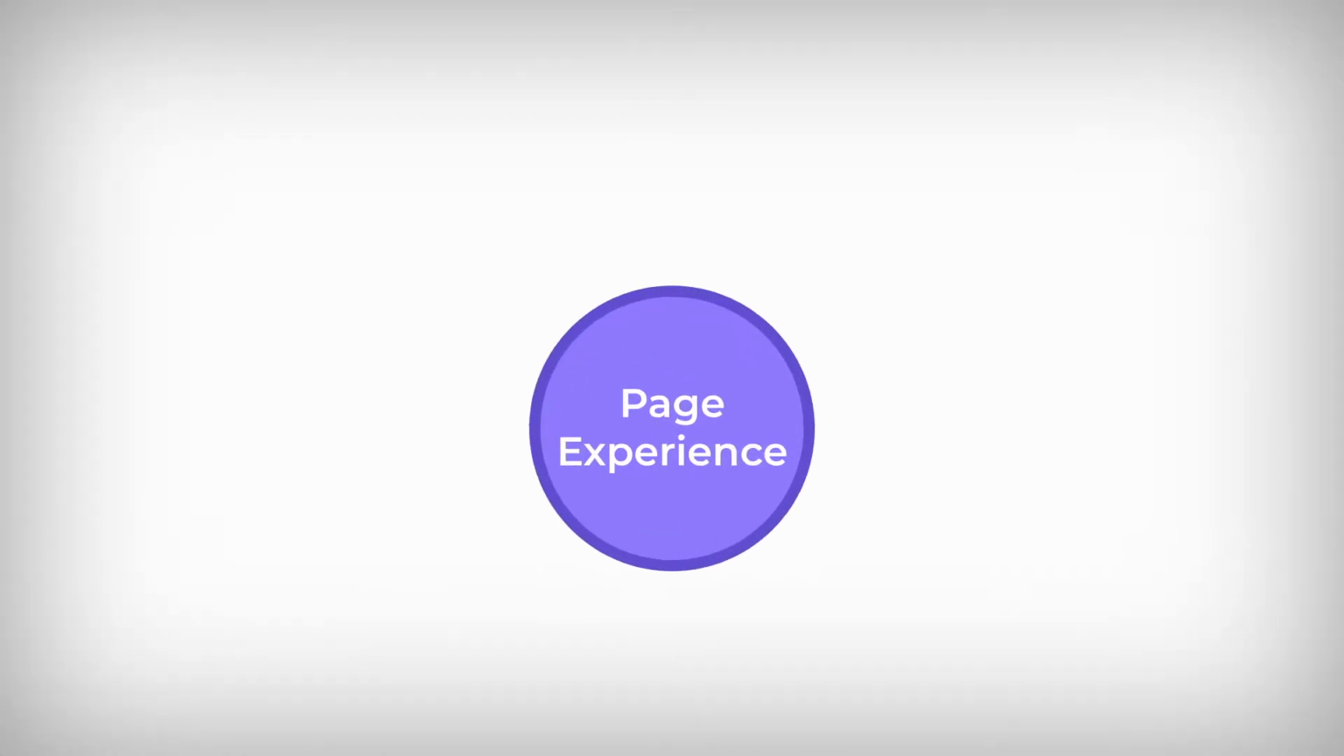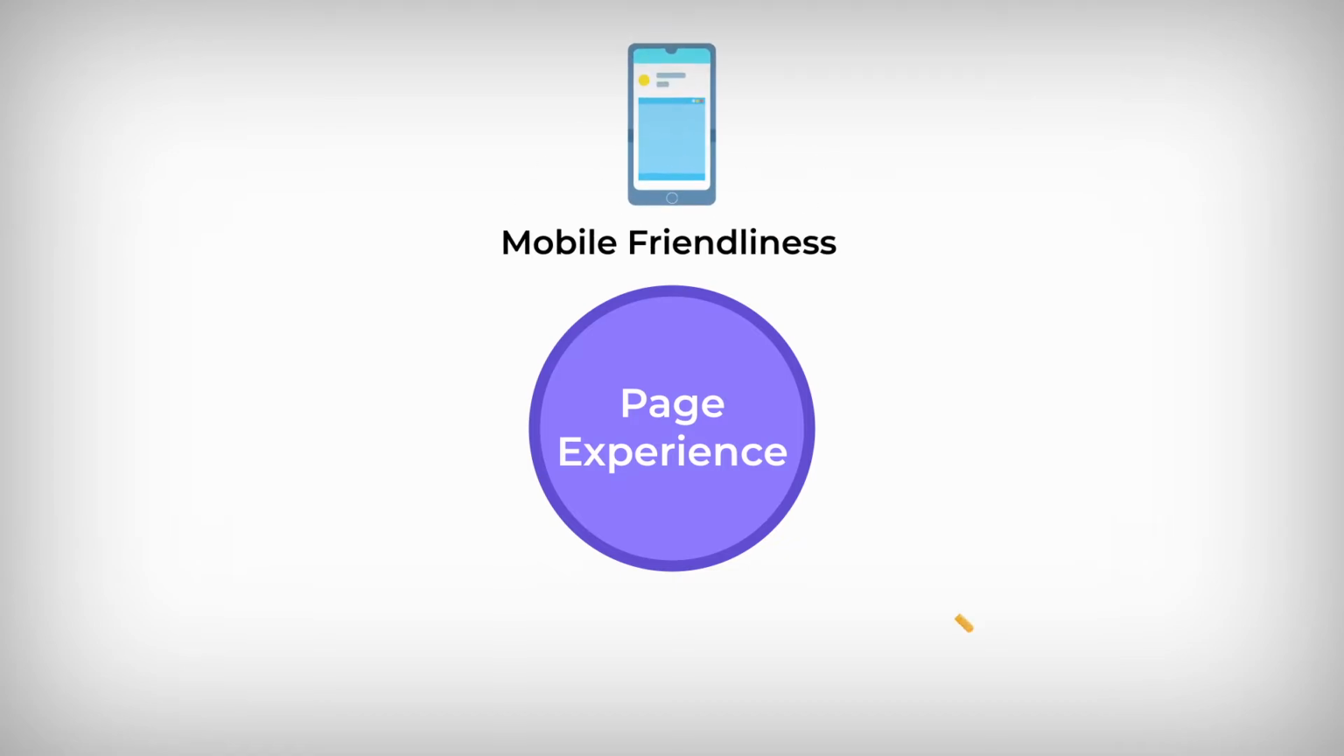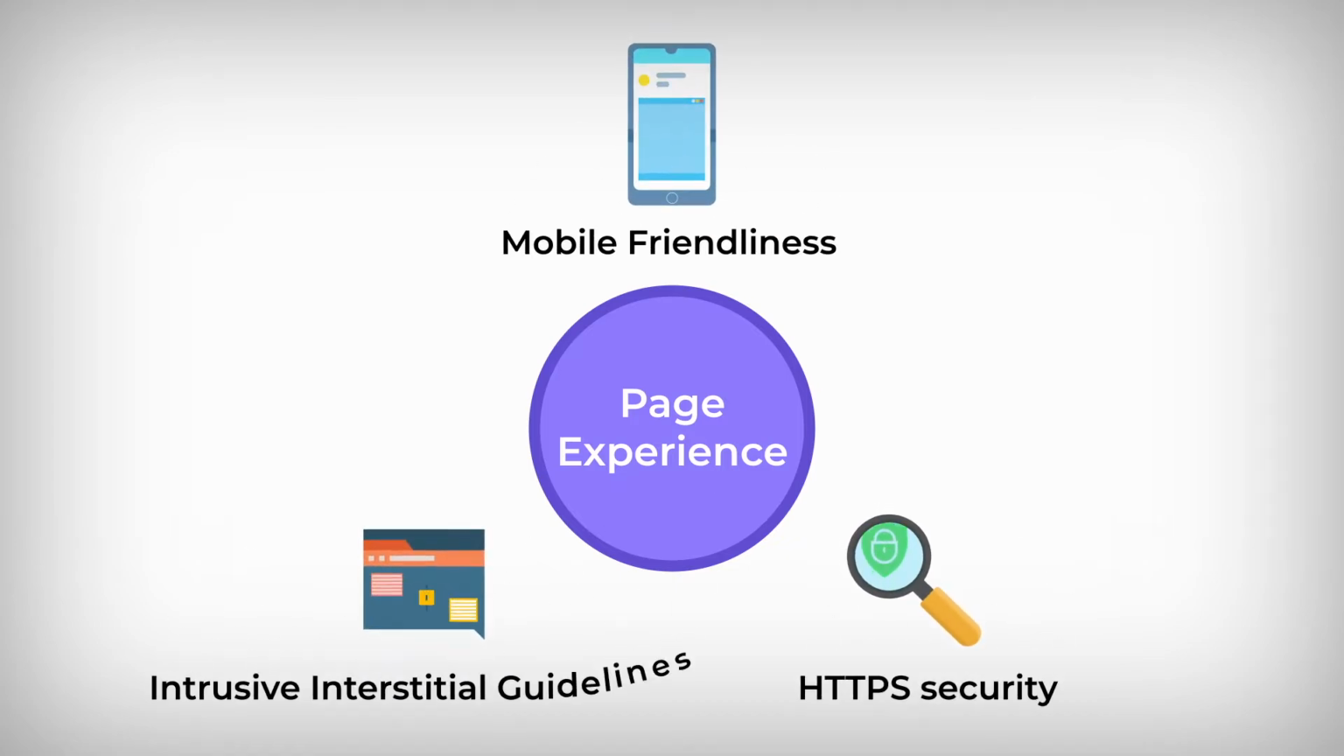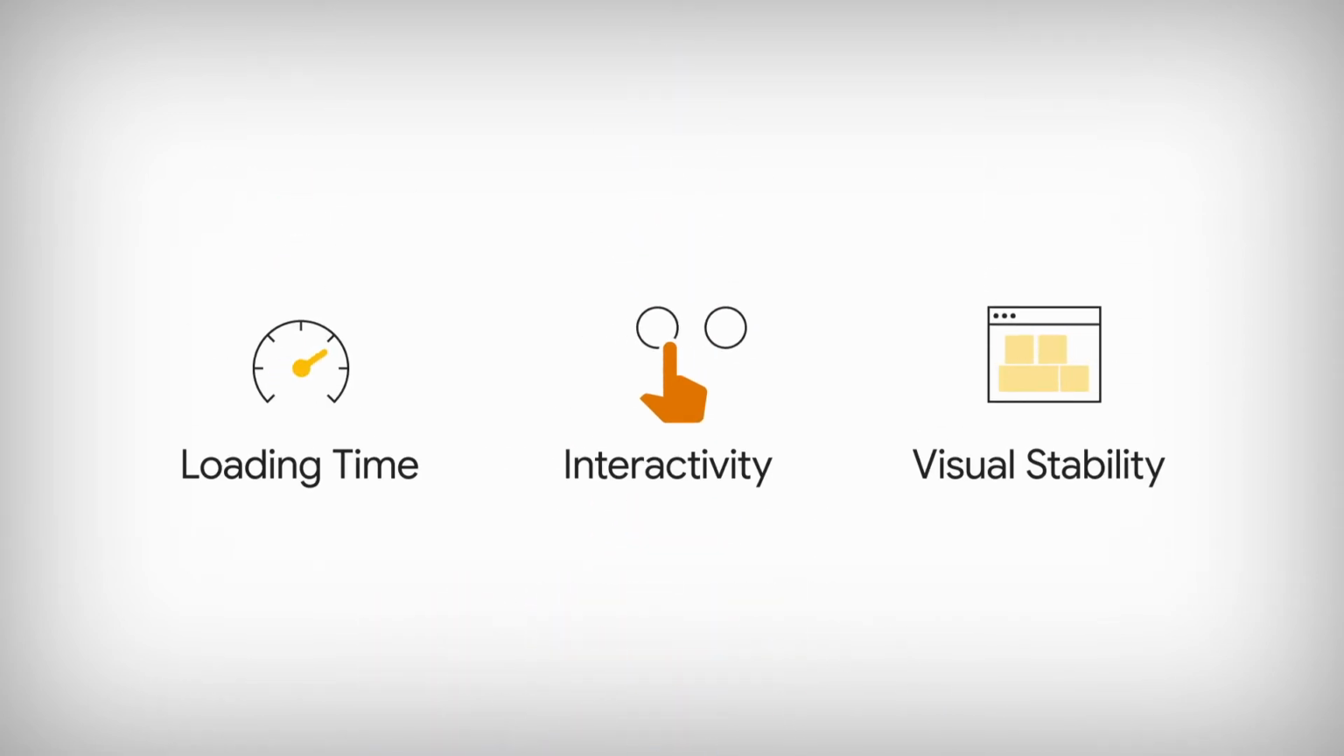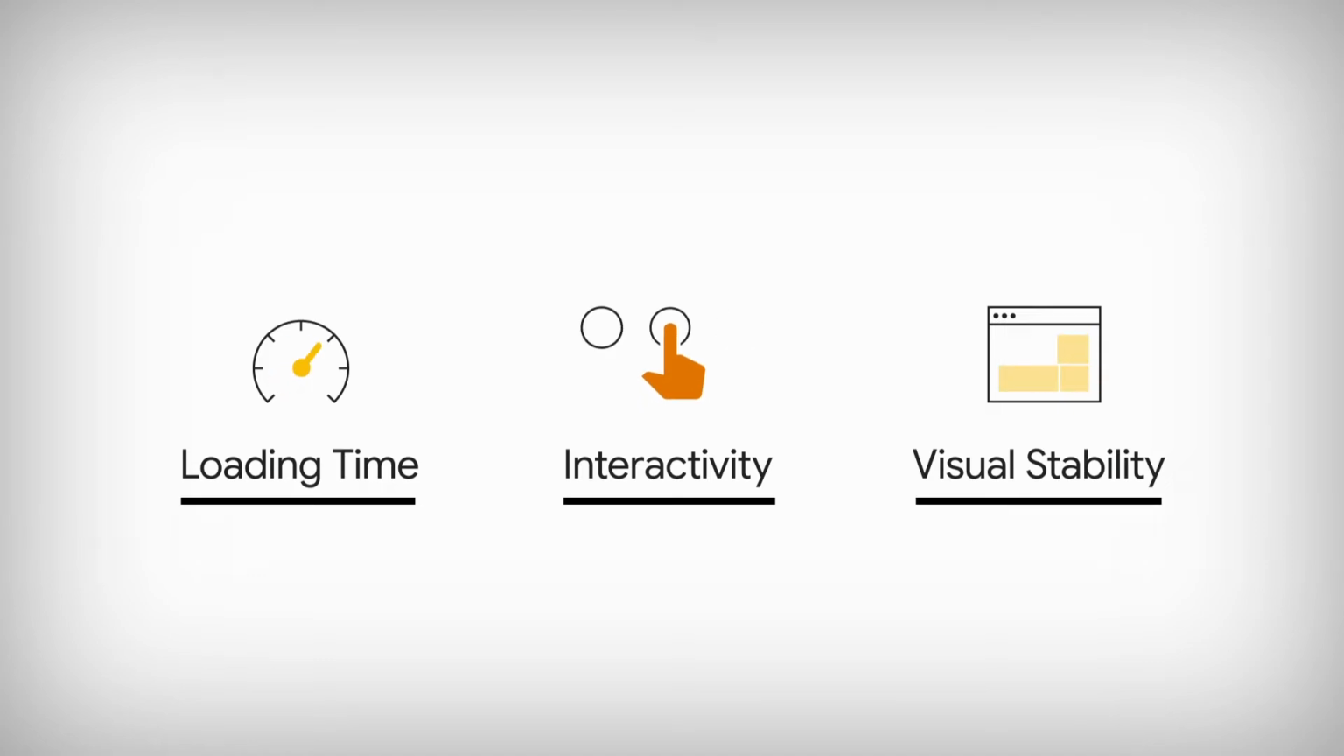It is a part of page experience that includes mobile friendliness, HTTP security, and intrusive interstitial guidelines. It's a ranking factor that combines three components: load time, interactivity, and stability. But how is Google going to measure all of this? There should be some things that help them measure these three components.